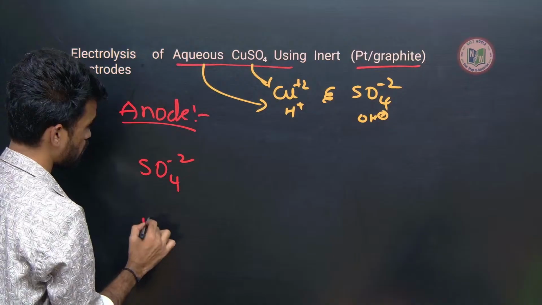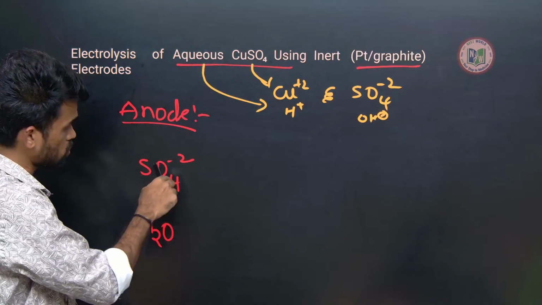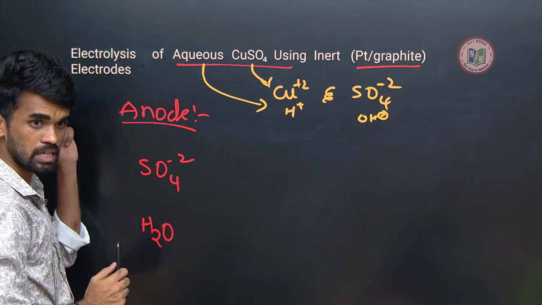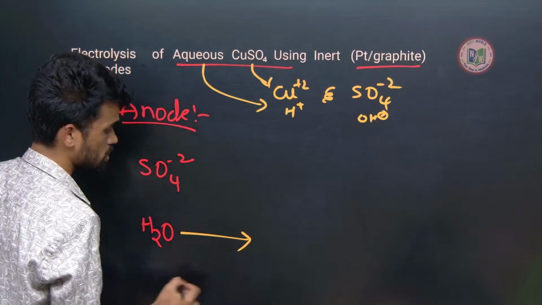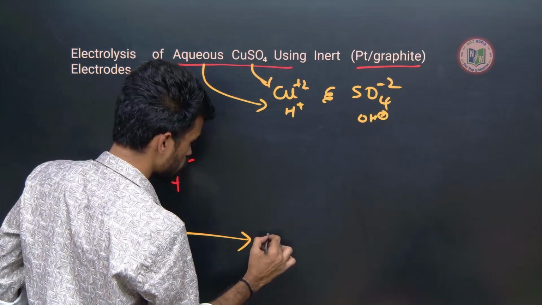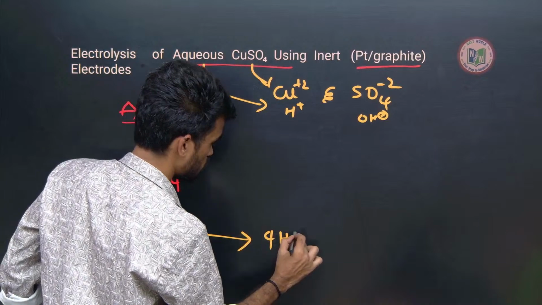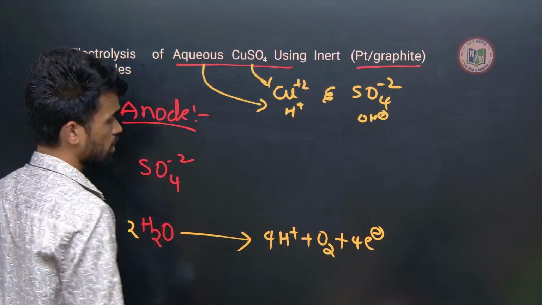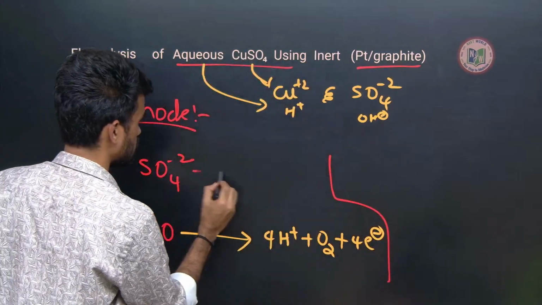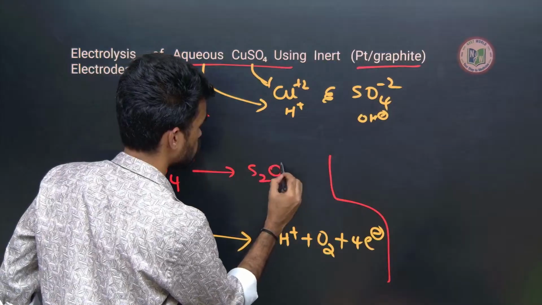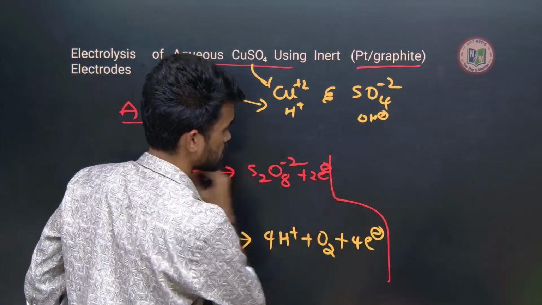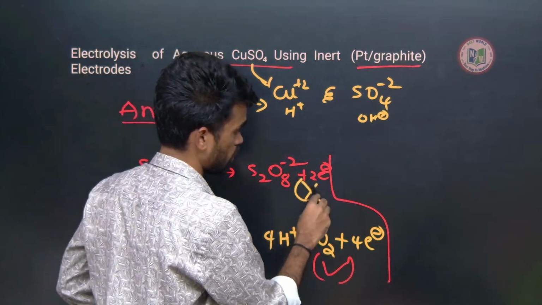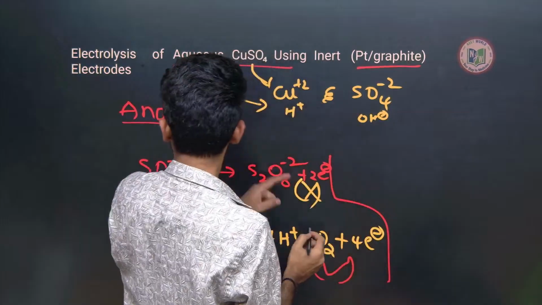So at the anode what happens? Oxidation. Out of these two, which will oxidize first? OH. We have seen this is the least. So this will oxidize to form 4H plus, O2 plus 4 electrons. I am not writing this one, it forms S2O8 2 minus plus 2 electrons. So which takes place here? This one, we already saw. This won't participate here.